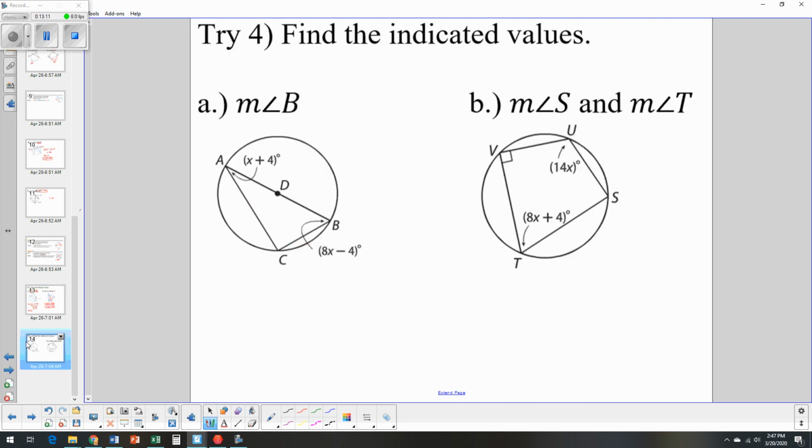So for the last two problems, pause, and when you're ready, check your answers. All right, so if we did this correctly, X would be 10, and I would have a measure of 76 degrees. For this, angle S would be 90 degrees. And for T, we would have gotten X equals 8. And then the measure of angle T would have been 68 degrees. And that is section 10.4.